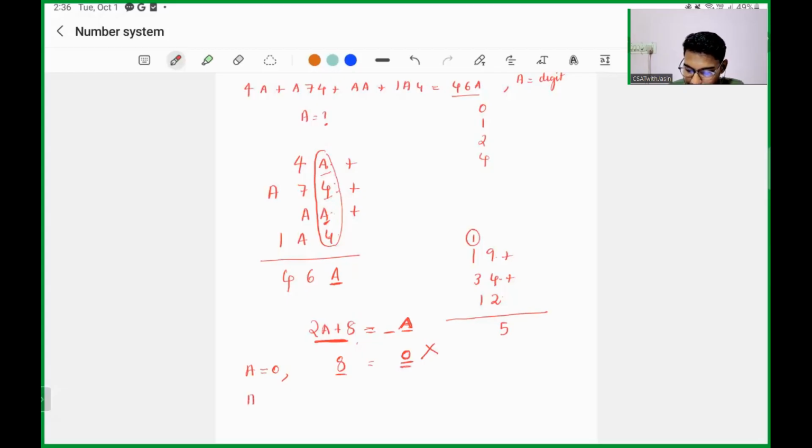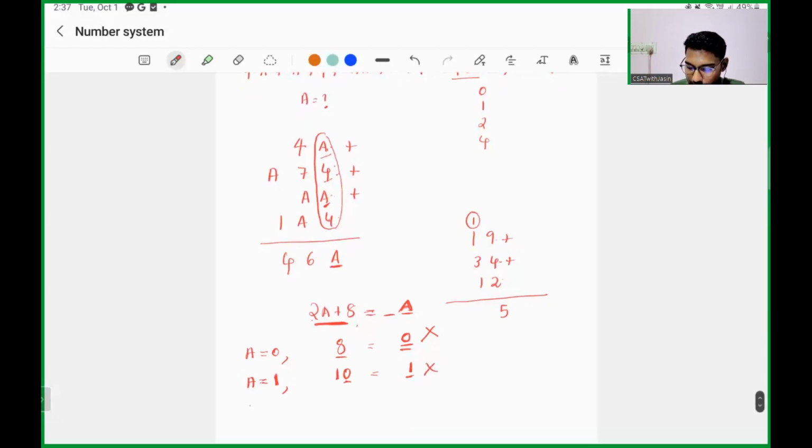Now if we put A equal to 1, you get 2 into 1 is 2, plus 8 is 10. But we needed 1 in the unit place because now we are substituting A equal to 1. We needed to get 1 here, but we are getting 0, so this is also wrong. Now if I put A equal to 2, 2 into 2 is 4, 4 plus 8 is 12. Here also in the unit digit we get 2 itself, so that is actually correct. So the answer will be A is equal to 2.